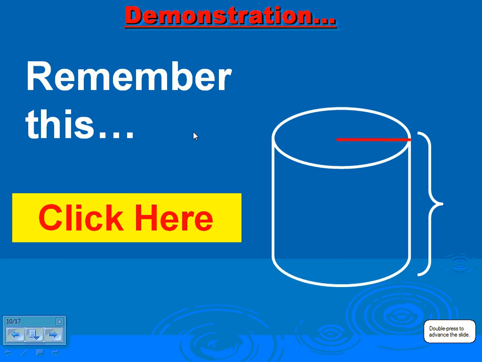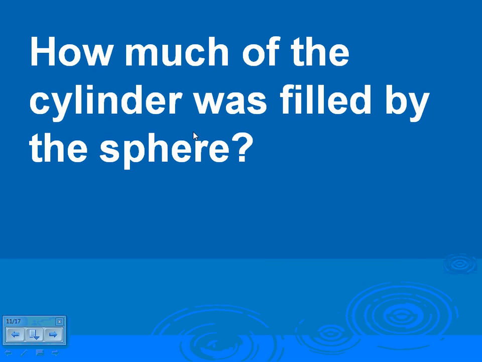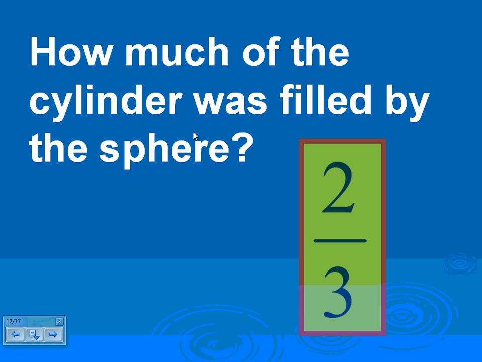So, all right, guys. My question for you is, how much of the cylinder was filled up with the volume of the water of the sphere? Guess what? What's your answer? The answer should have been 2/3. The sphere filled up 2/3 the volume of the cylinder. So how's this going to help us?